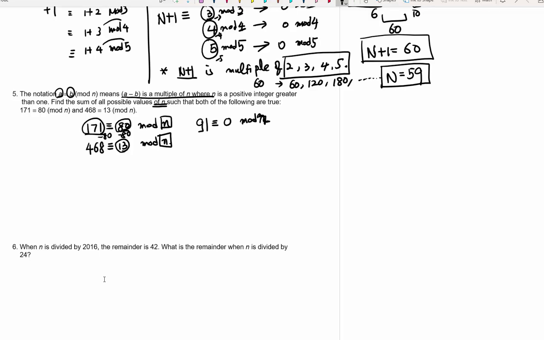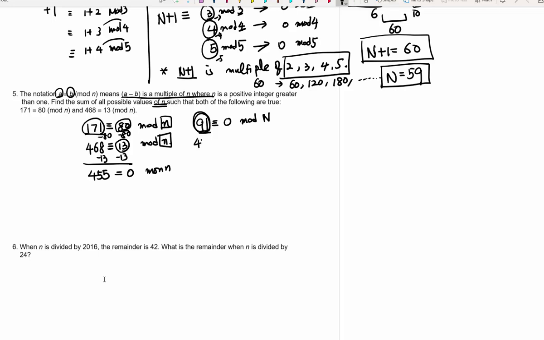That means what? When 91 is divided by n, the remainder is 0. So n is what? A factor of 91, right? Another one: minus 13, minus 13, okay? This is how much? 455, okay? 455 is 0 mod n, isn't it?